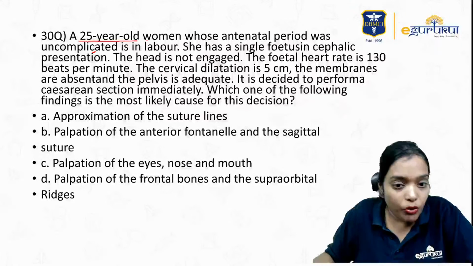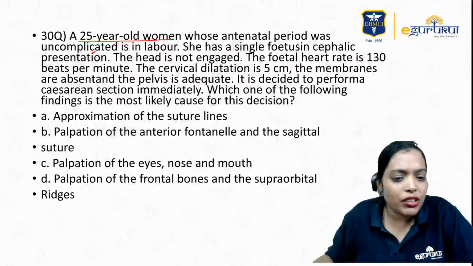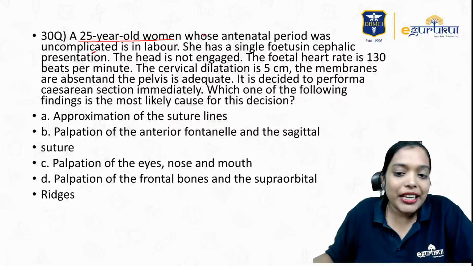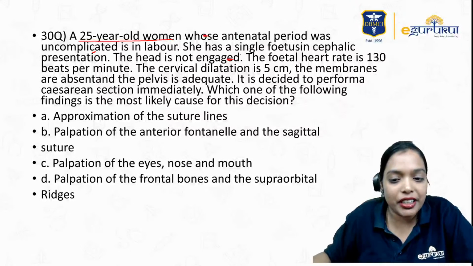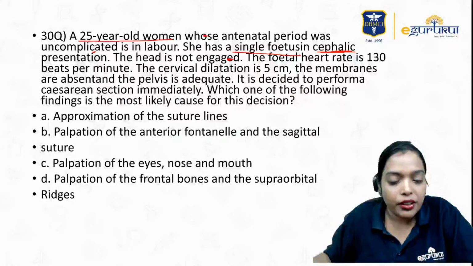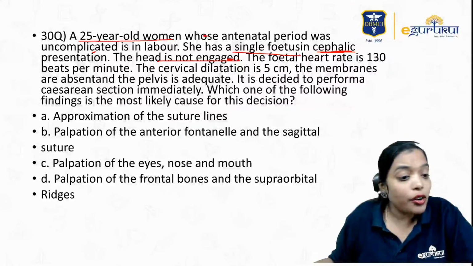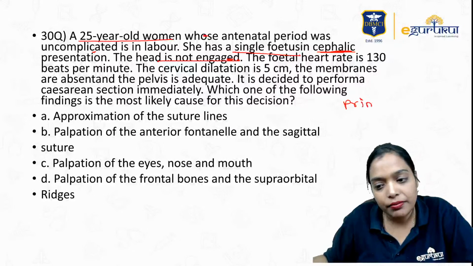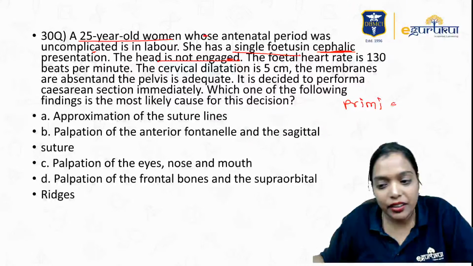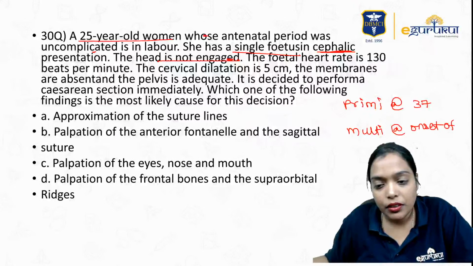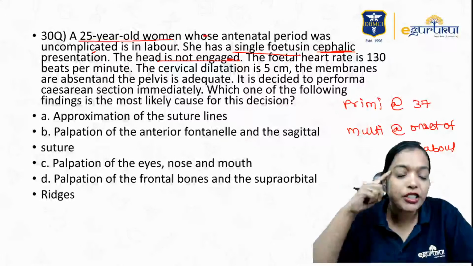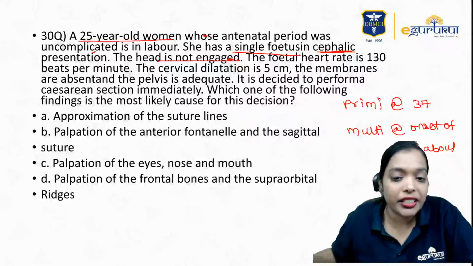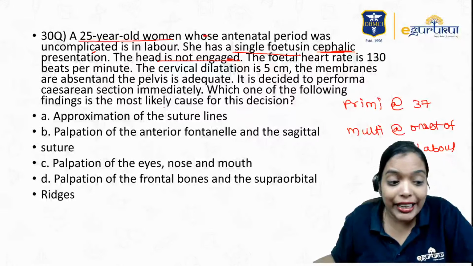A 25-year-old woman whose antenatal period was uncomplicated is in labor. She has a single fetus in cephalic presentation. Head is not engaged. Normally, when does engagement occur? In primigravida, engagement takes place at 37 weeks. In multigravida, it will take place at the onset of labor. So the first point which should strike your brain that something is wrong here is that the head is not engaged yet.